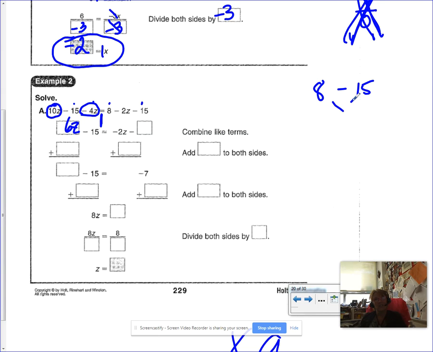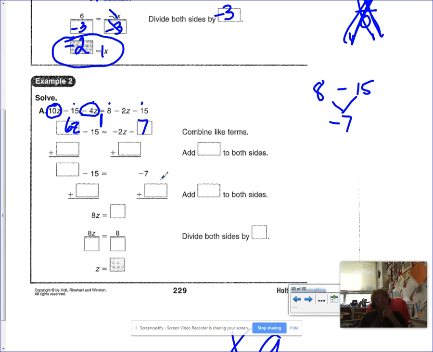That is going to equal negative 7, or subtract 7. Right here in this box, they already have the minus sign there, so don't add it again: 7. So now we have 6z minus 15 equals negative 2z minus 7. Ugh, it's a lot of negative signs.